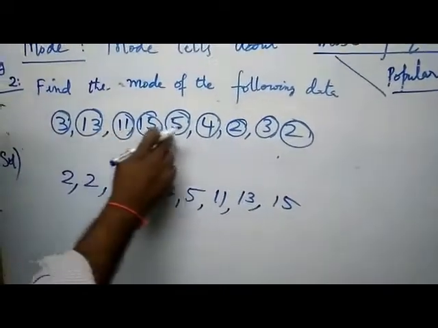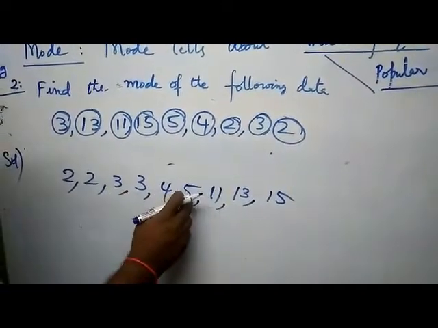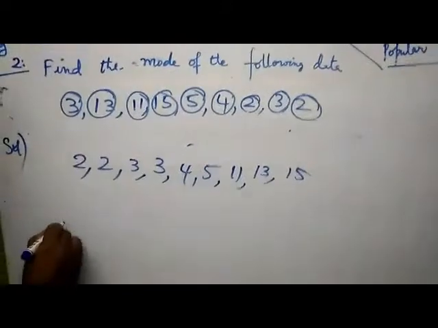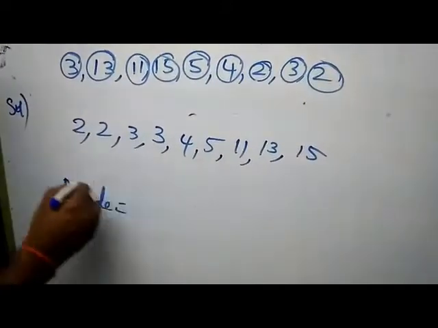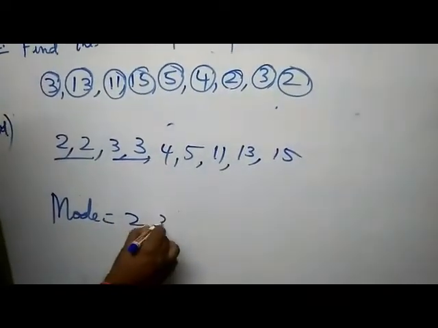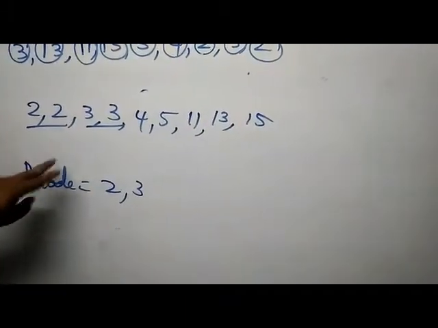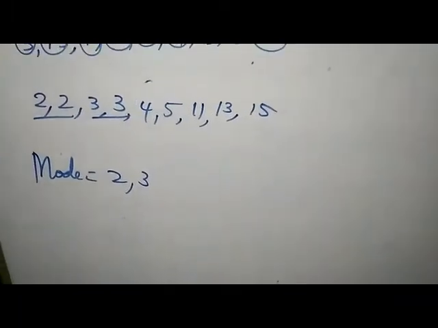1, 2, 3, 4, 5, 6, 7, 8, 9. Okay, already circled. Now here mode is equal to the most frequent values. Here 2 and 3 are there. That's why the mode is equal to 2, 3. The most frequent values: 2 appears 2 times, 3 appears 2 times. That's why mode is equal to 2, 3.